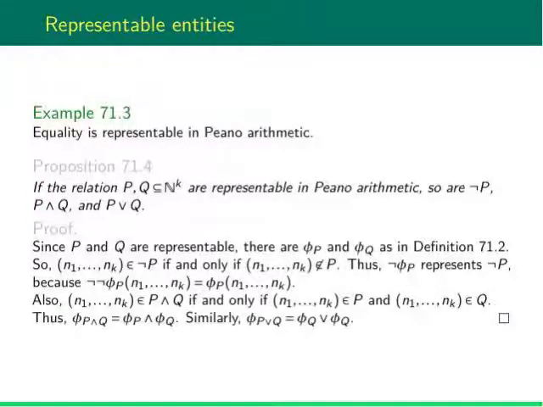Equality is representable. In fact, it is represented by x equals y. If P and Q are representable, so are their negation, conjunction, and disjunction. The easy proof reduces to unfolding definitions.